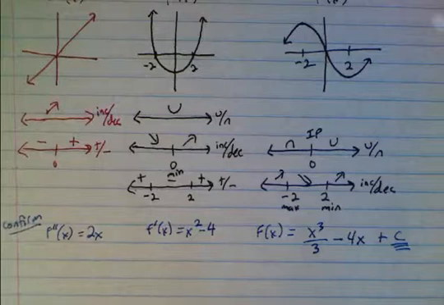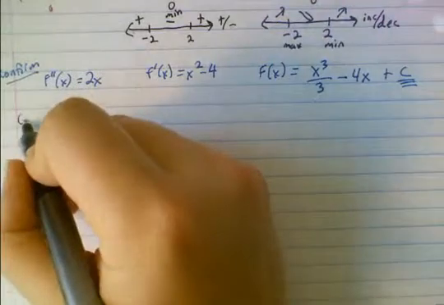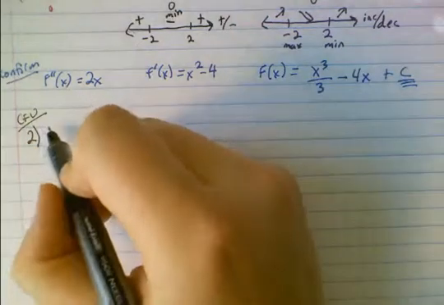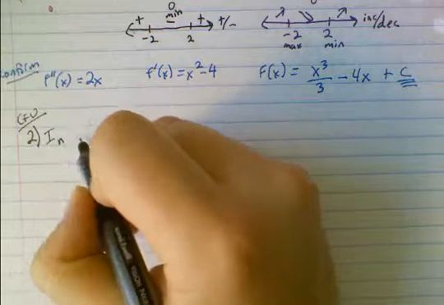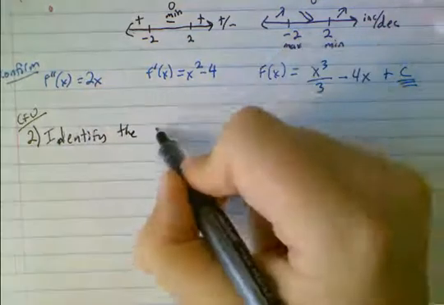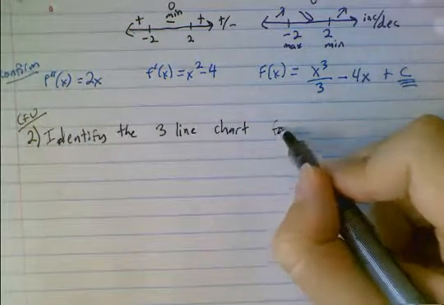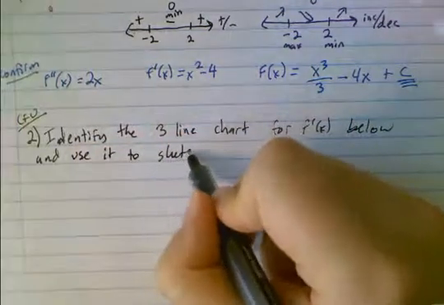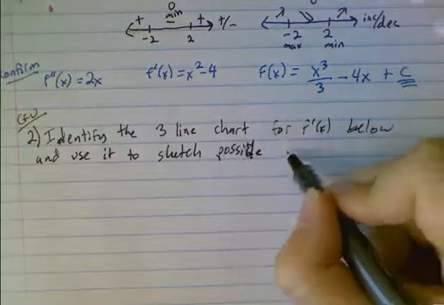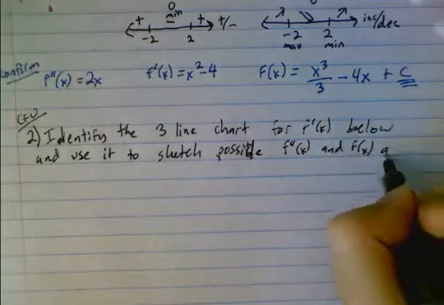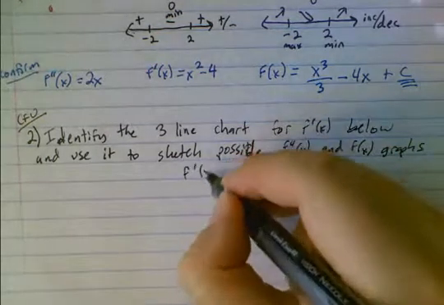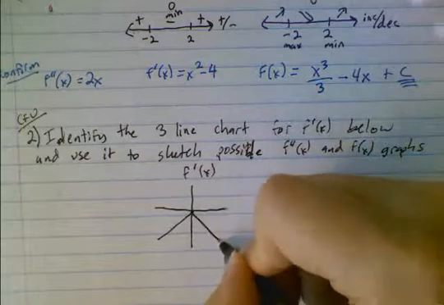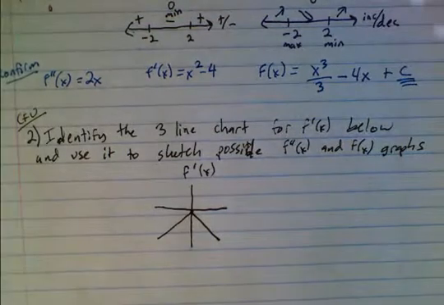Okay, one final check for understanding problem, and then we're going to be all done. There's one little trick to this. So you might have one question on how to handle one particular thing, but do all that you can and then come back and look at the video. Identify the three-line chart for f prime of x below and use it to sketch possible f double prime of x and f of x graphs. So here's f prime of x. It looks like that. Okay, go to it. Come back when you're ready.